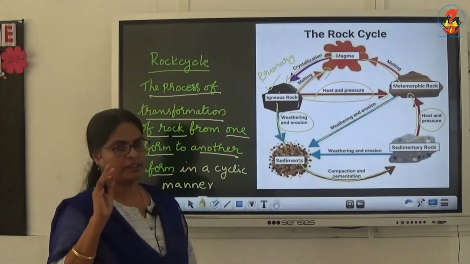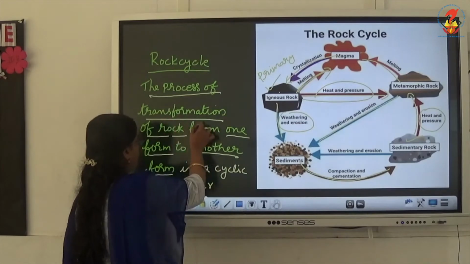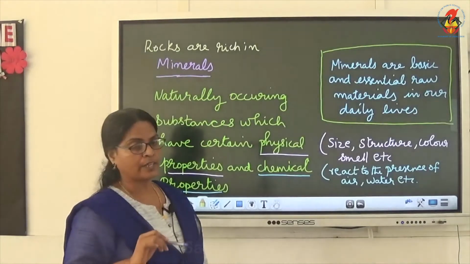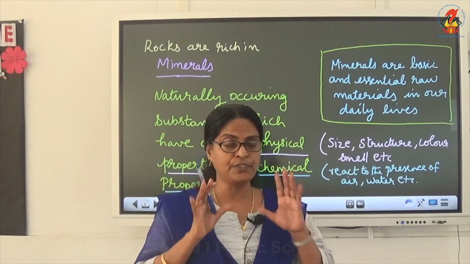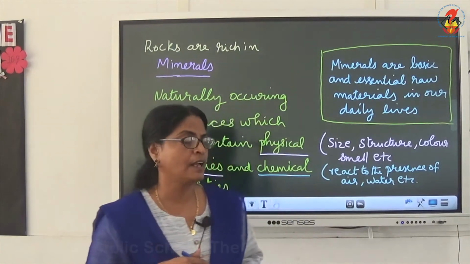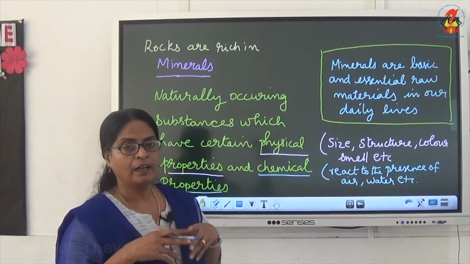So what is the definition of rock cycle? The process of transformation of rock from one form to another form in a cyclic manner. That is called the rock cycle. Now children, you know rocks are rich in minerals. Rocks are the storehouse of minerals, and there are many types of minerals in rocks.